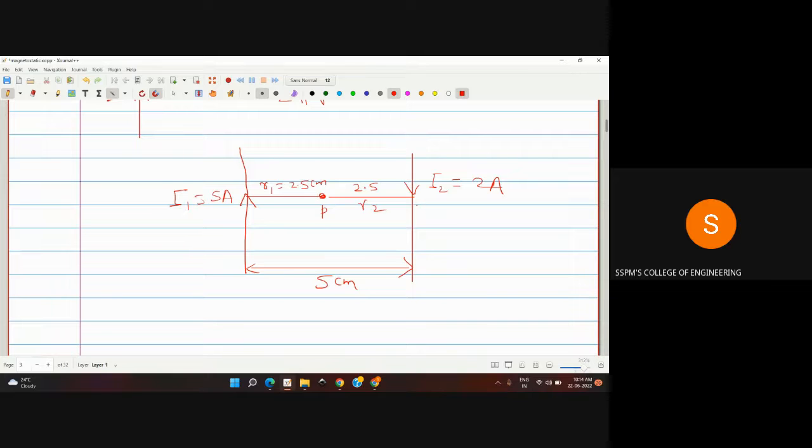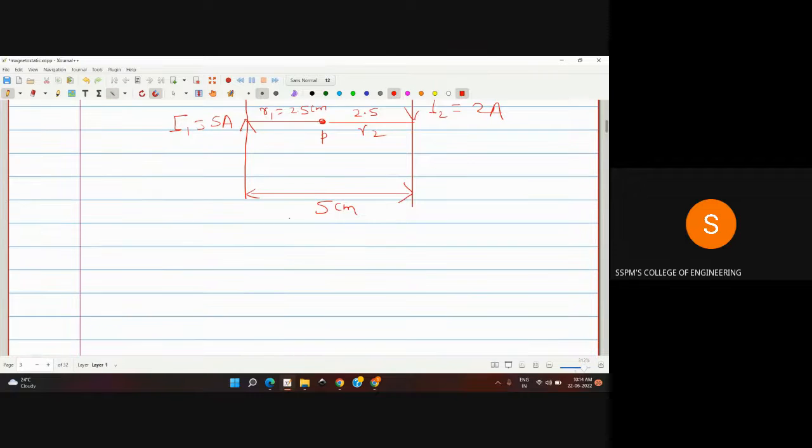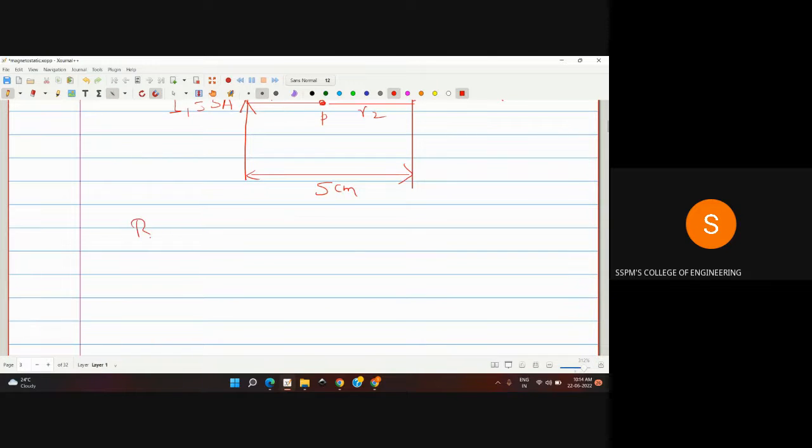R2, isn't it? And you have to use the superposition theorem. The total flux will be B1 plus B2, where B1 is μ0 I1 divided by 2 pi R1, and B2 is μ0 I2 divided by 2 pi R2.